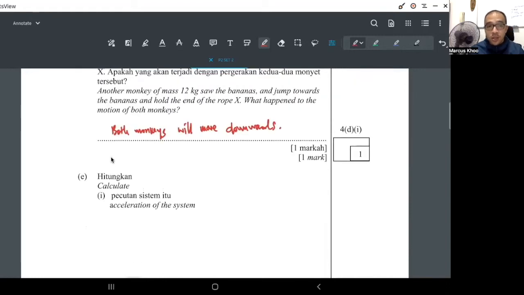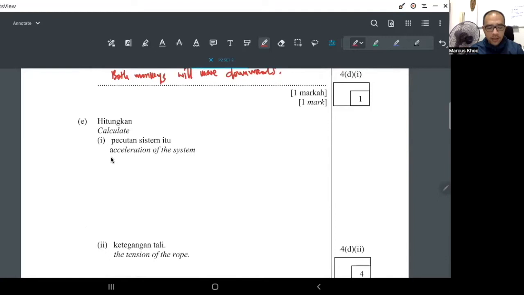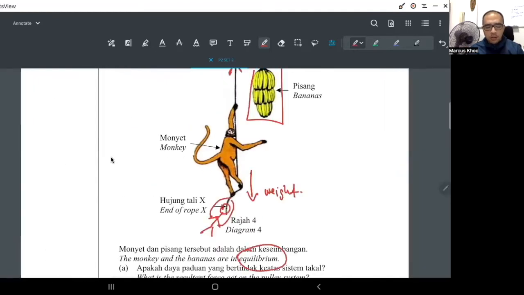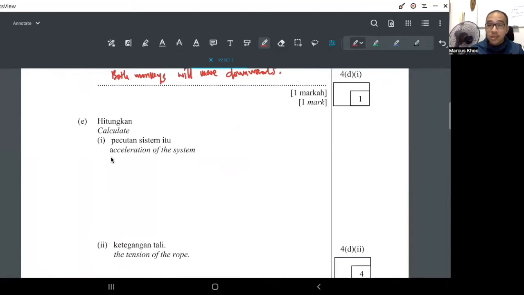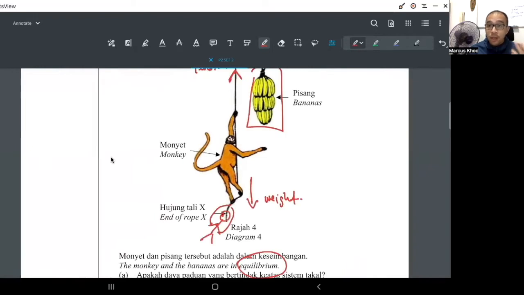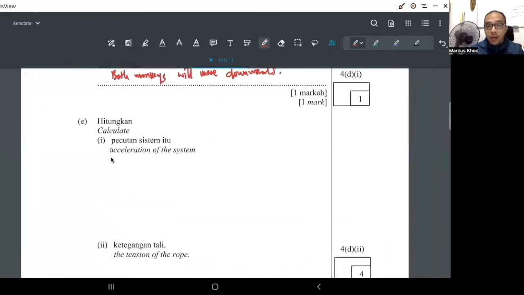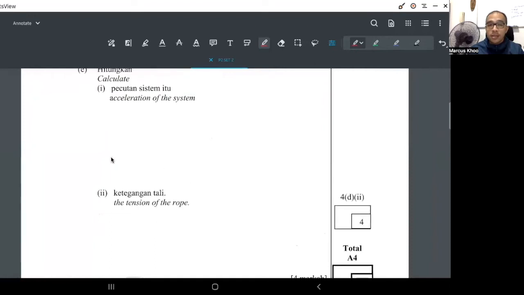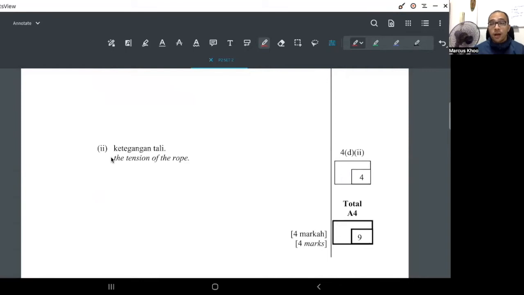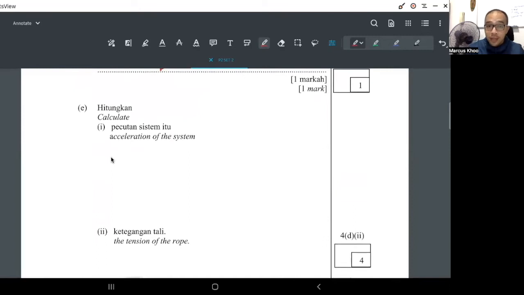There's a weakness in this question, because when I looked at it first, I wondered, do I have to calculate the tension of the rope or the acceleration of the system with just one monkey or both monkeys? But after I thought about it, it cannot be just one monkey because it's in equilibrium. It cannot be 4 marks for the answer, 0 acceleration and the tension also 147.15. So it cannot be. So we will have to form the equations.